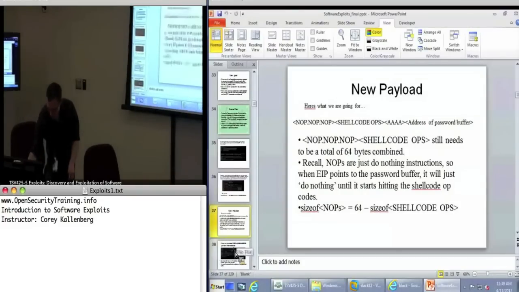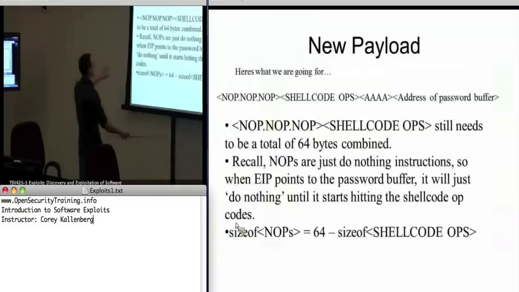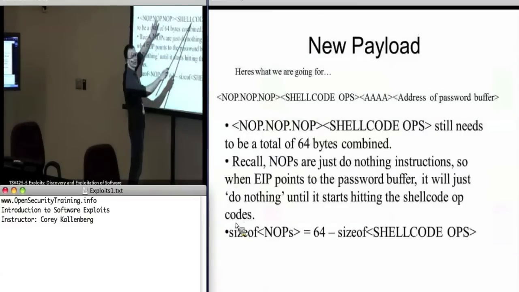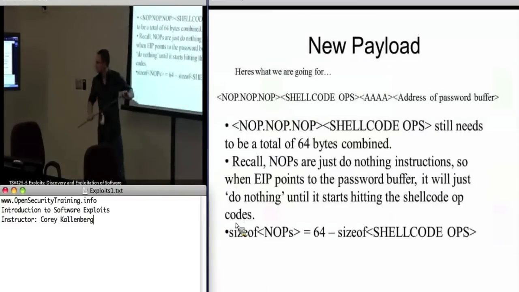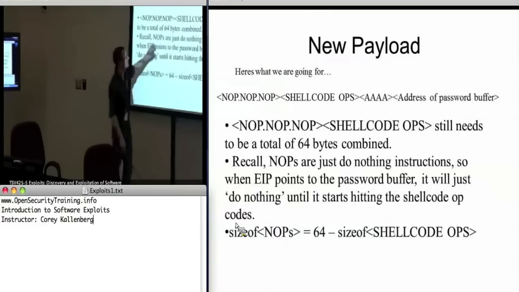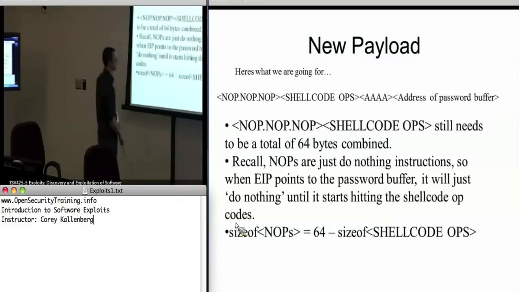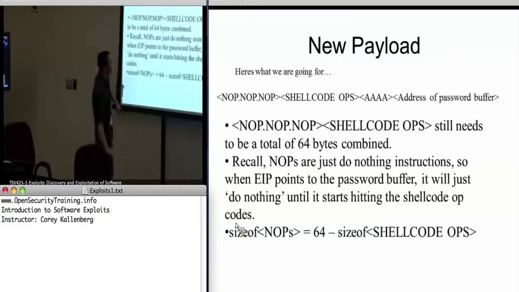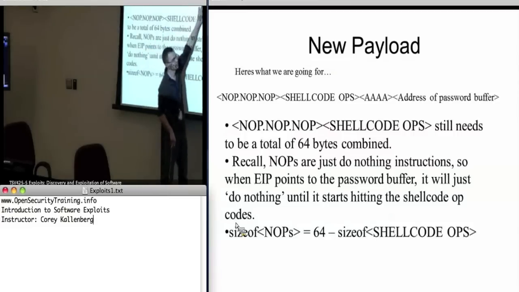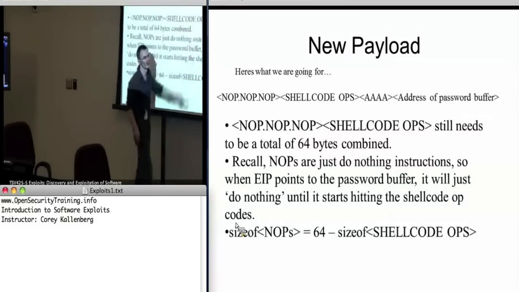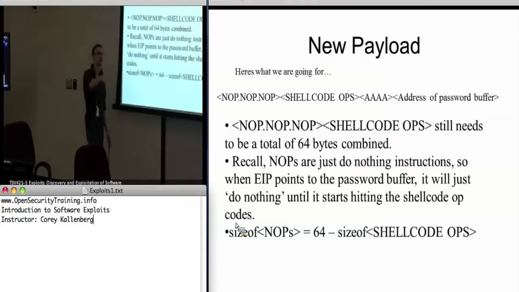Okay. So some important points from this slide to reiterate: the no-ops plus the shellcode need to be 64 bytes. Everyone understands why that is, right? Yep. To completely consume the buffer that we're overflowing, the password buffer. The 4 bytes of jump don't matter because we do not care about the saved frame pointer at this point in the class. And then the address of the password buffer, or the address of one of our no-ops in particular, because if we can execute one of our no-ops, we'll eventually slide down to our shellcode and be okay.